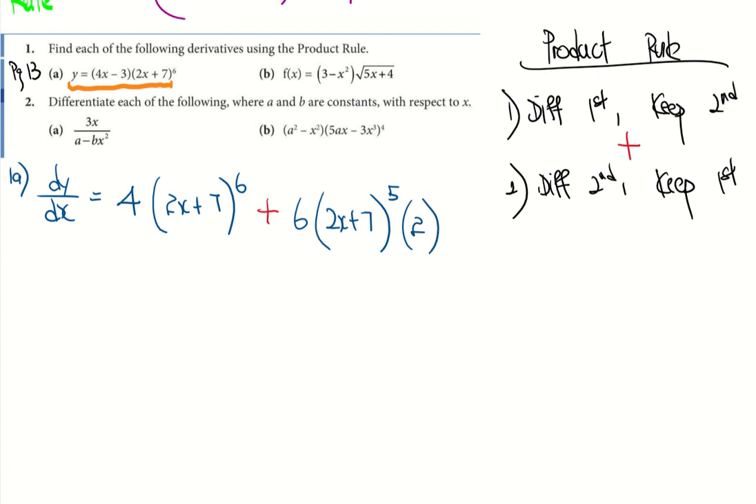Is this good enough? No. We must keep the first. What is the first bracket? 4x minus 3. So let me write down 4x minus 3. Alright, we have done the 2 steps for product rule. But not yet. We have to do something.